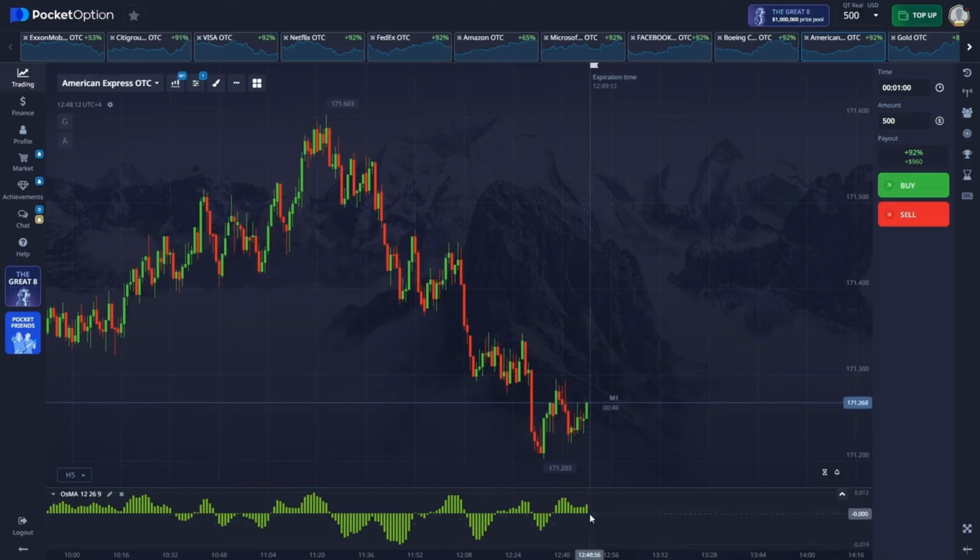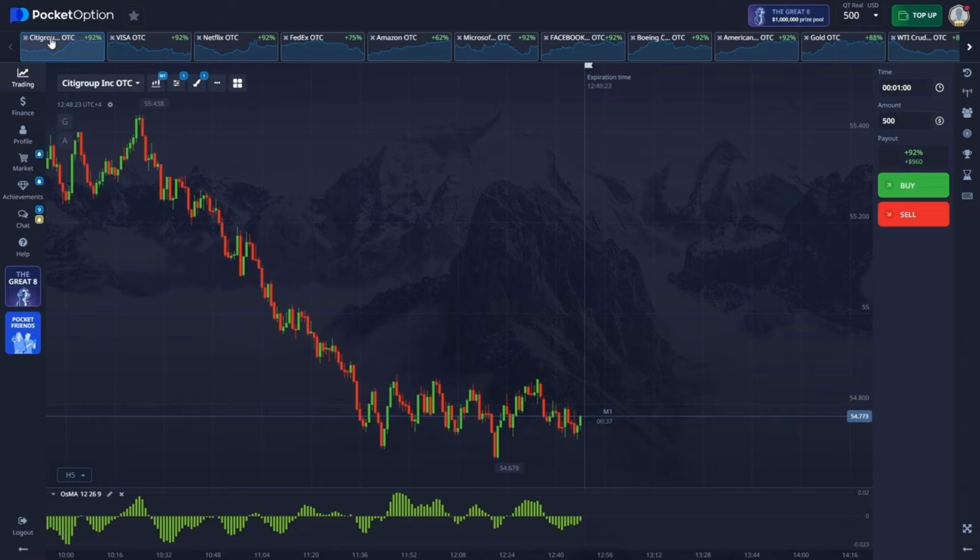So how does this indicator work? When the level intersects the 0 level and the candle starts below the 0 level, we can proceed with the downside move. And when the candle is above the 0 level, we can proceed with the upside move. Let's find our first trade.